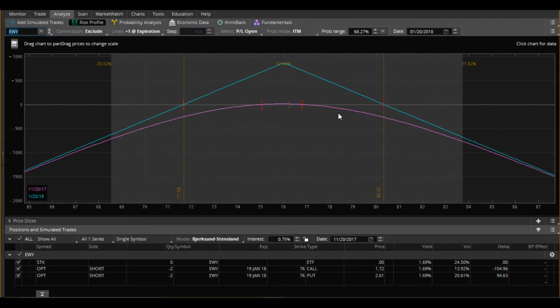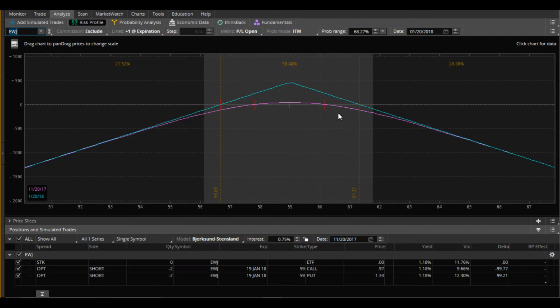All right, and here we are in EWY, with massive break evens all the way from 71.68 to 80.33. So we'll just let this trade continue to move back and forth between these areas. If we need to, we will manage. And then the last trade we have on, let's take a look at that break even: 58.48% probability of profit, and our break evens are all the way from 56.69 to 61.31. Okay, and so this is where we are at.